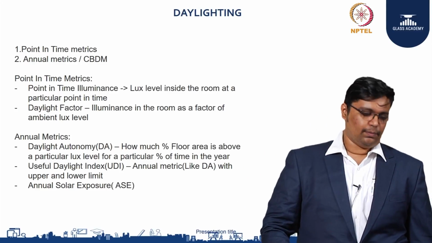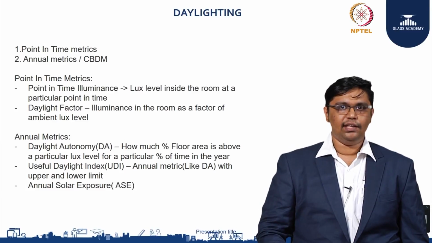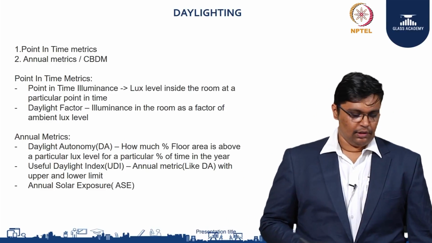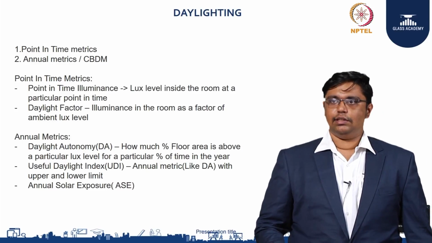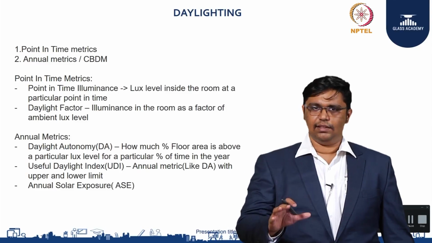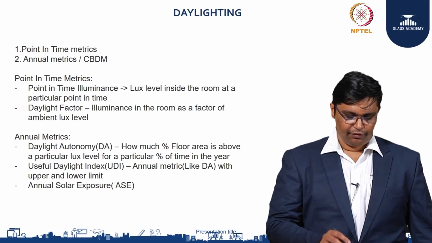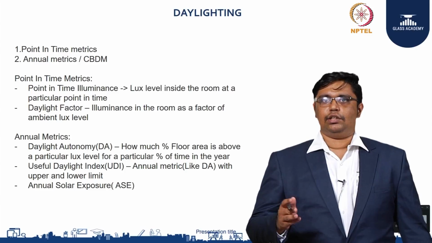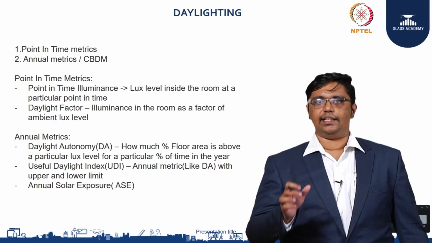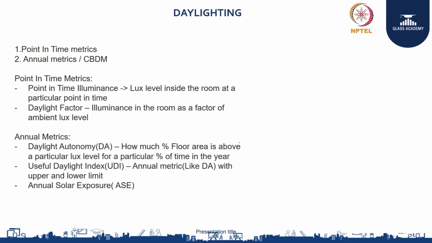Next are your annual metrics, where we have three annual metrics here. One is daylight autonomy, second is useful daylight index, and third is annual solar exposure. Daylight autonomy is nothing but what percentage of floor area gets a particular minimum lux level when you run the simulation for the annual. Say for example, at least 50% of the time of the year your floor area should get above 300 lux. This is a daylight autonomy criterion given by a rating system. So you need to understand that using a simulation. So that is your daylight autonomy.